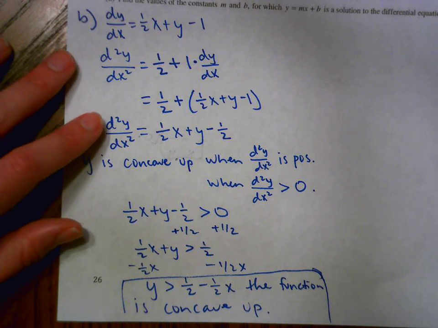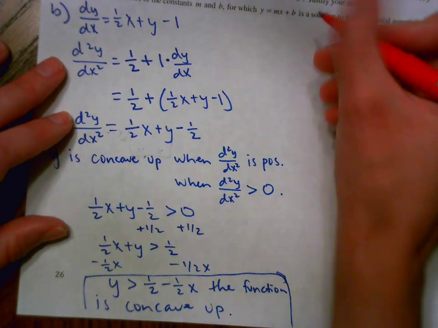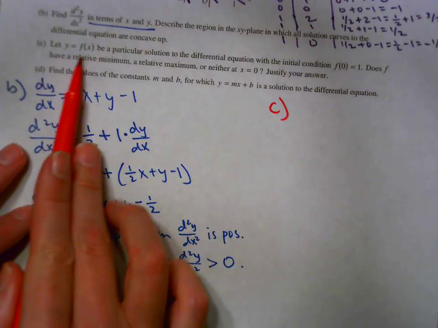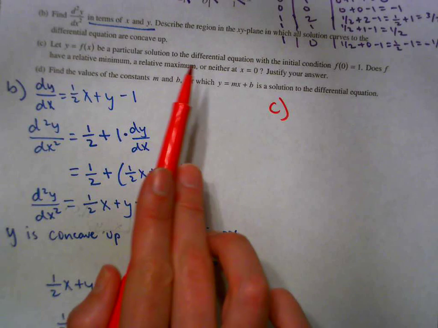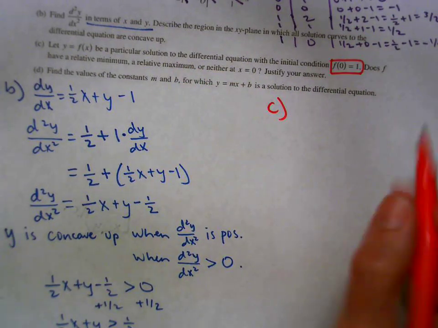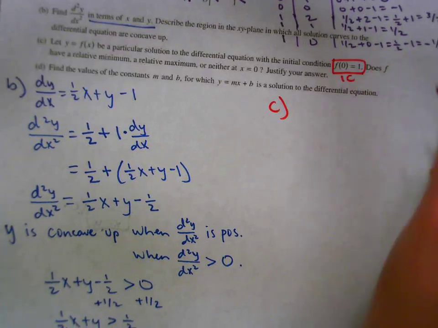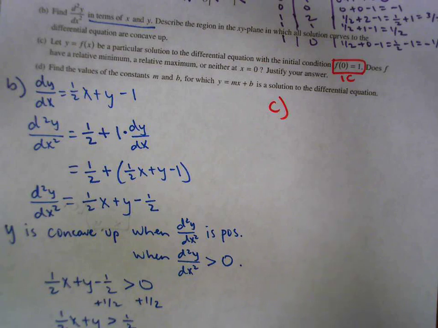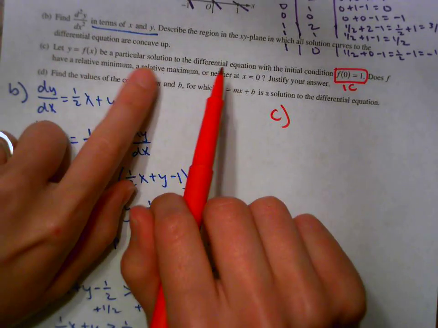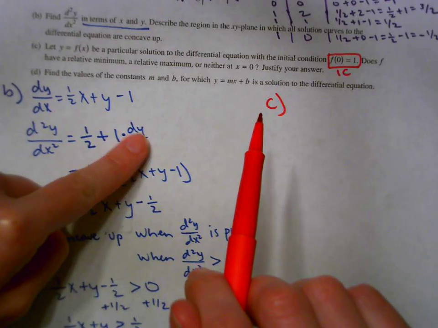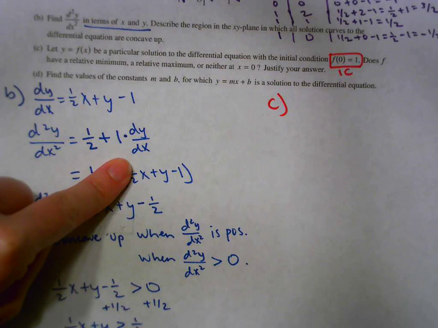Okay, so for part C, it says, let y equals f of x be a particular solution to the differential equation with an initial condition. Okay, so they give you an IC. Does f have a relative minimum, maximum, or neither at 0? So if you think about this question, how do you know a relative min, max, or neither? That's talking about your critical points, when the first derivative is 0 or undefined.